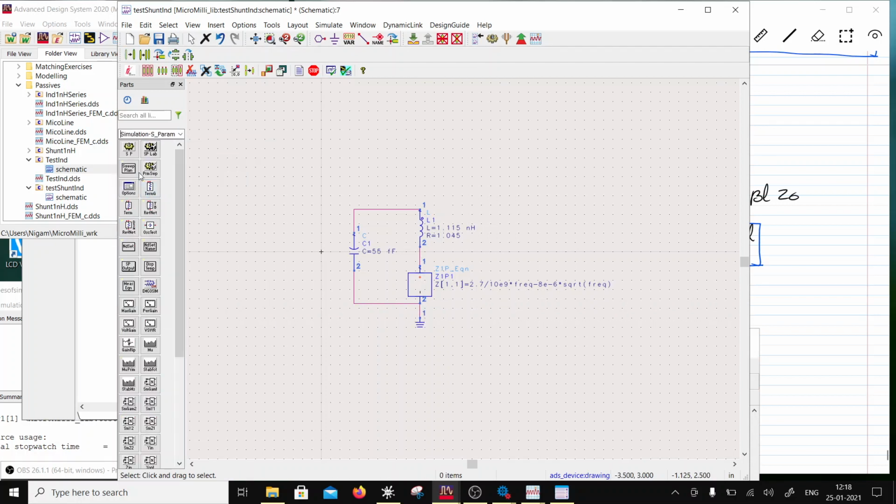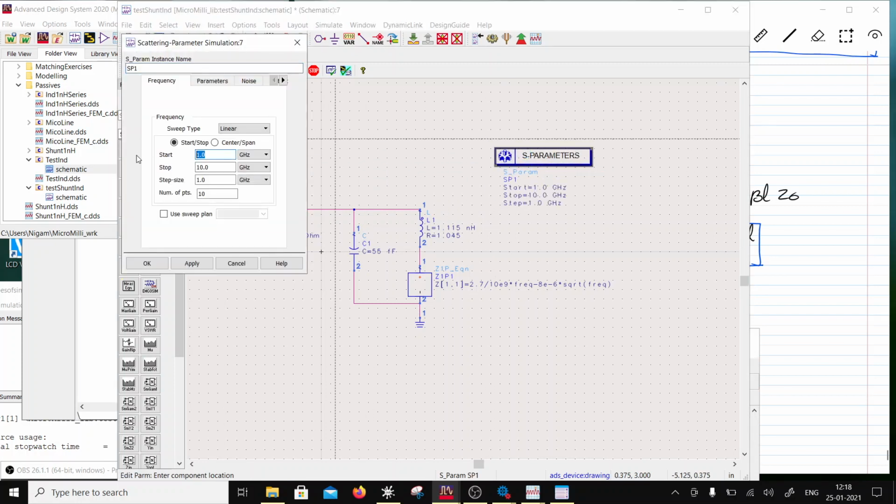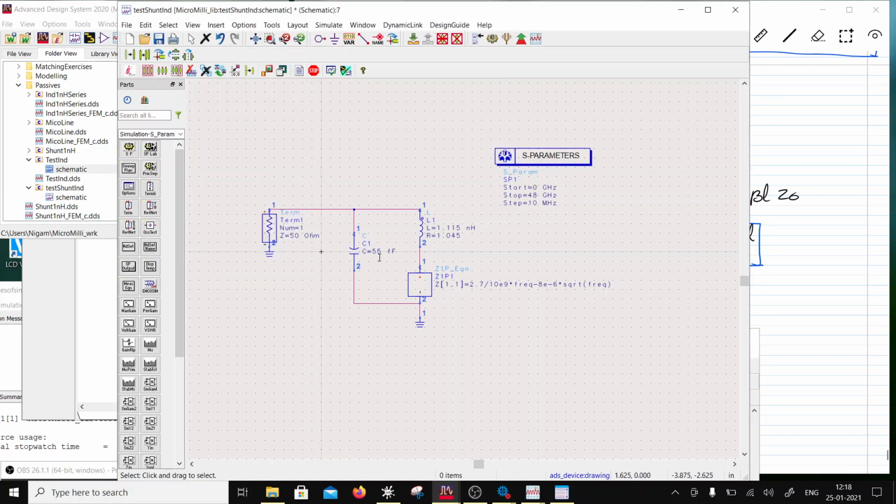So let me do the simulation. I'll put here S11, and I'm going to do S parameter simulation from 0 to 48 gigahertz in steps of, let's say, 10 megahertz, apply. Okay, I'm ready for the simulation. Anything else? Nothing. So I'm going to hit simulate.